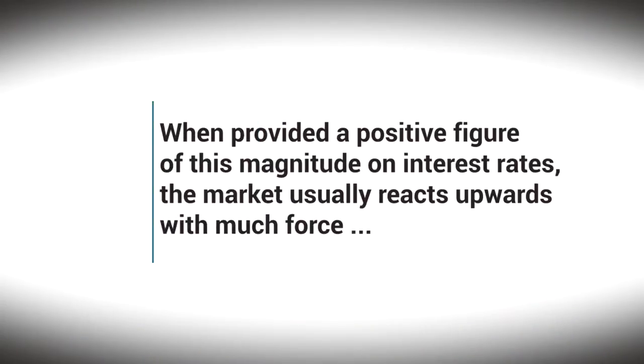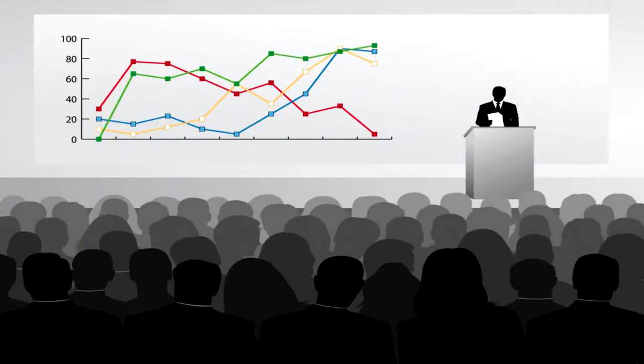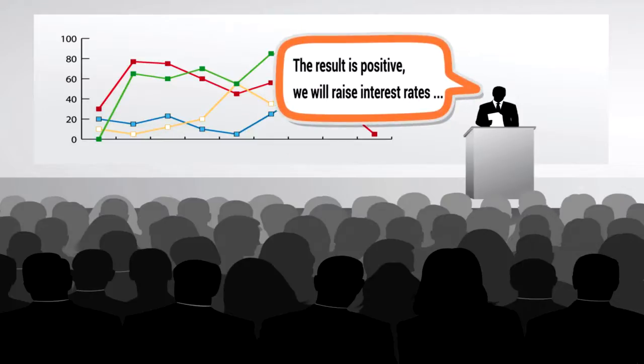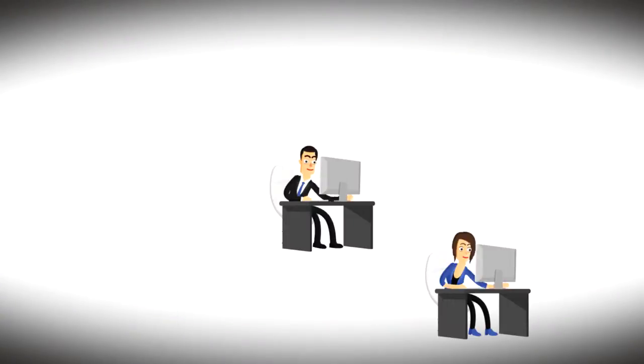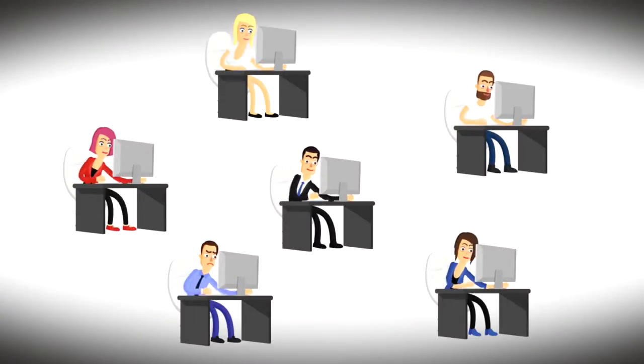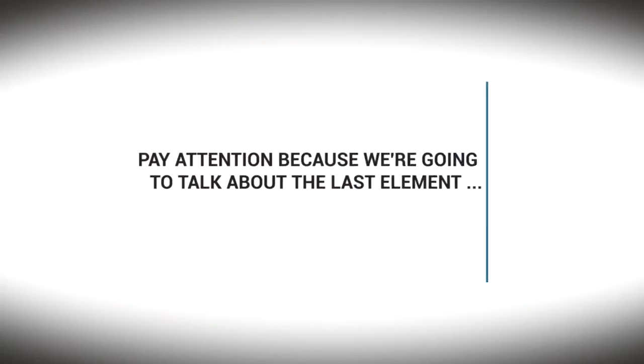When provided a positive figure of this magnitude on interest rates, the market usually reacts upwards with much force. What happens behind the scenes is this. They are in a press conference. Journalists, economists, bankers, the president responsible for publishing the data. The president speaks and says, "The result is positive. We will raise interest rates." Pay attention to this. There is a bunch of buyers making a line to buy, taking positions, and inflating the currency. See the secret? Pay attention because we're going to talk about the last element.